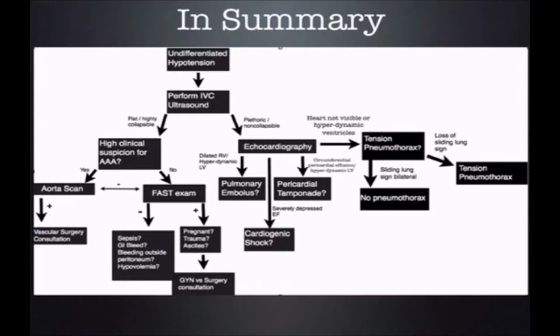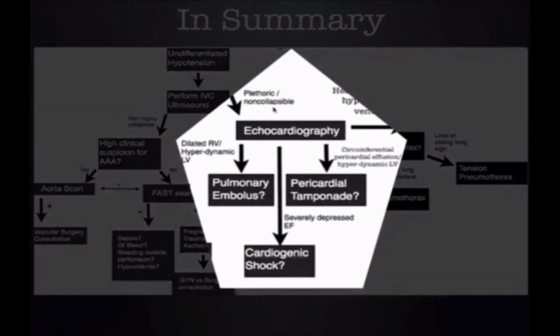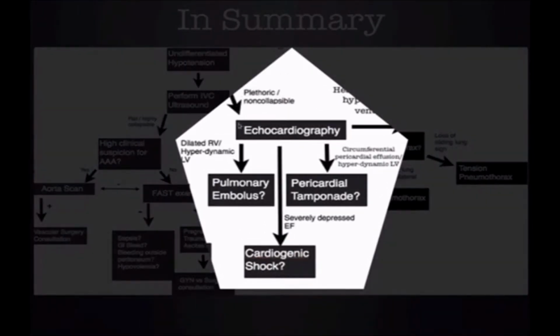Now, on the other hand, going back towards the top, if our IVC is plethoric and non-collapsible, I recommend going forward to echocardiography. And if you note that you have a dilated RV with a hyperdynamic LV, this is strongly suggestive of pulmonary embolus. If you have a severely depressed ejection fraction, that suggests cardiogenic shock.